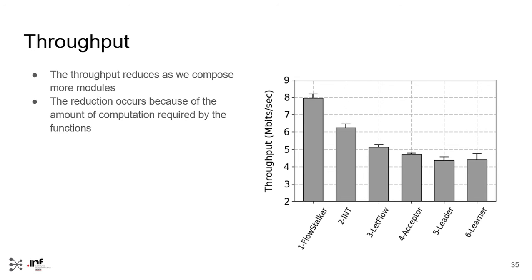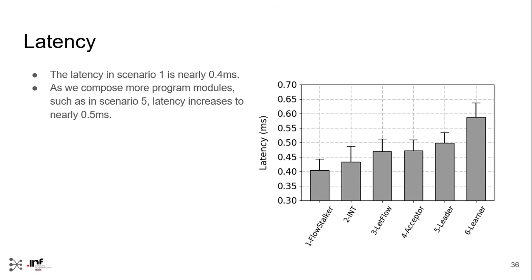Throughput reduces as we compose more modules, and this reduction occurs because of the amount of computation required by the functions. Conversely, latency increases, and the reasoning is the same. As we compose more things, it takes more time for us to process packets. However, I think that is an acceptable trade-off, because now I have much more functionality on the data plane.